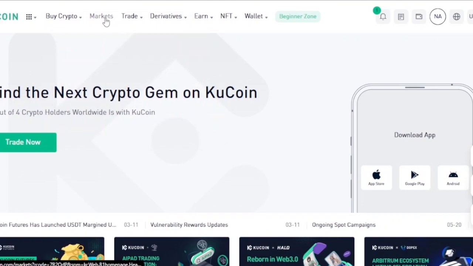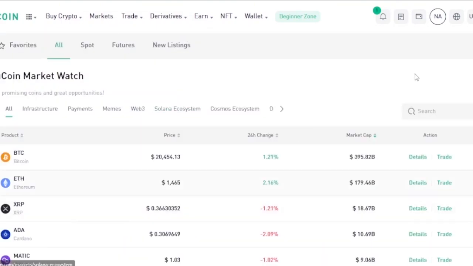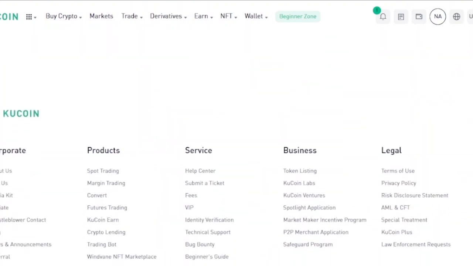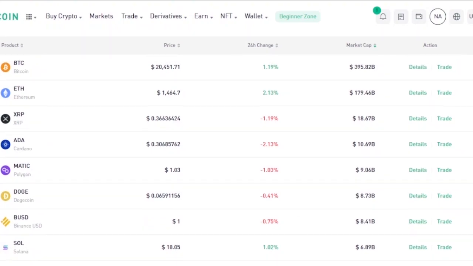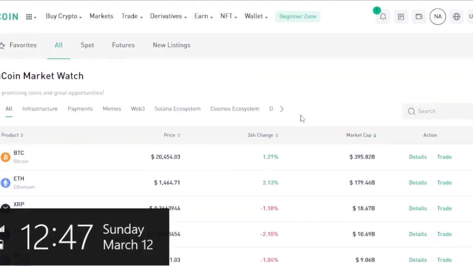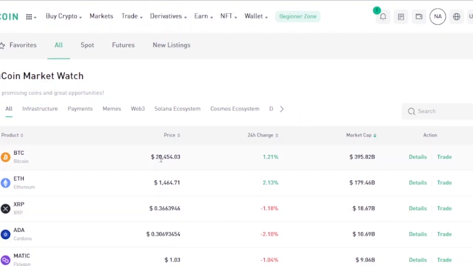Then you have your markets, the Kucoin market watch. In these markets, you're going to get all of the information on all the bitcoins and crypto chains, and all the details of what's happening in the crypto market. For example, the price of Bitcoin is $20,000 something, you have a 24-hour change of 1.21%, and then you have the market cap. You can get all the details about Bitcoin from these options right here.